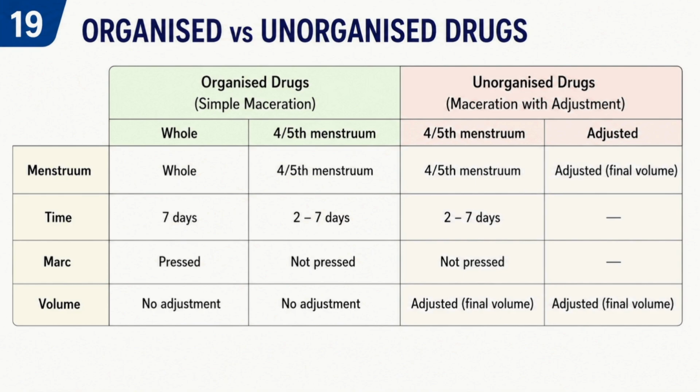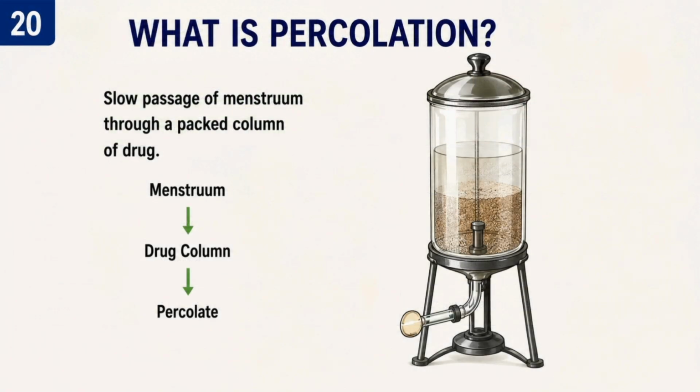What is percolation? Now we enter another major extraction process, that is percolation. Percolation is the slow passage of the menstruum through a packed column of drug. Imagine rainwater passing slowly through layers of soil. Water enters from the top and moves downwards. Similarly, menstruum passes through the packed crude drug.